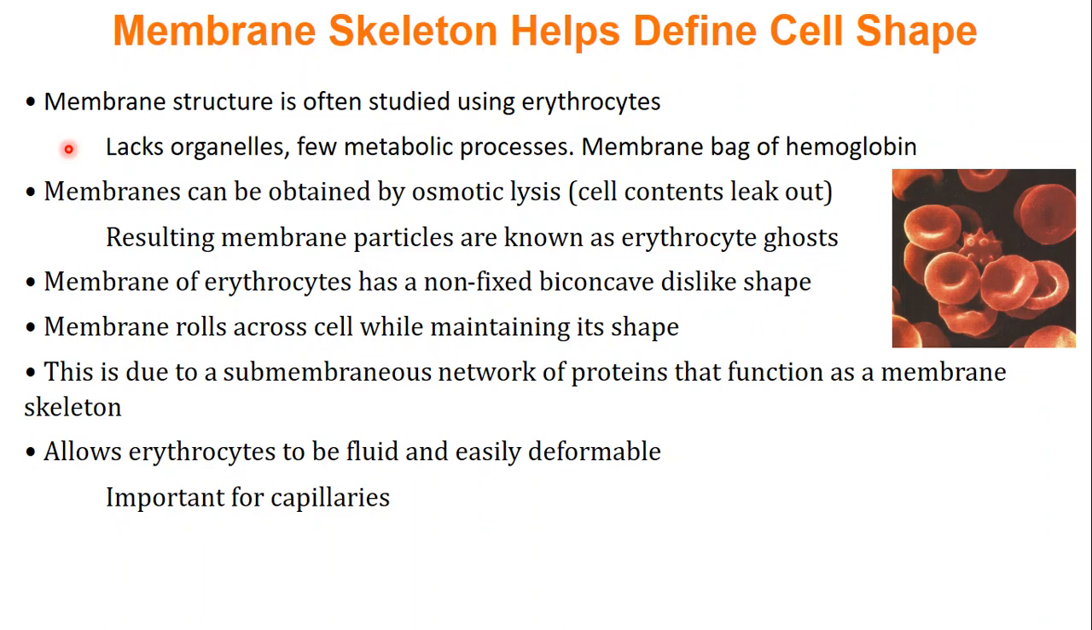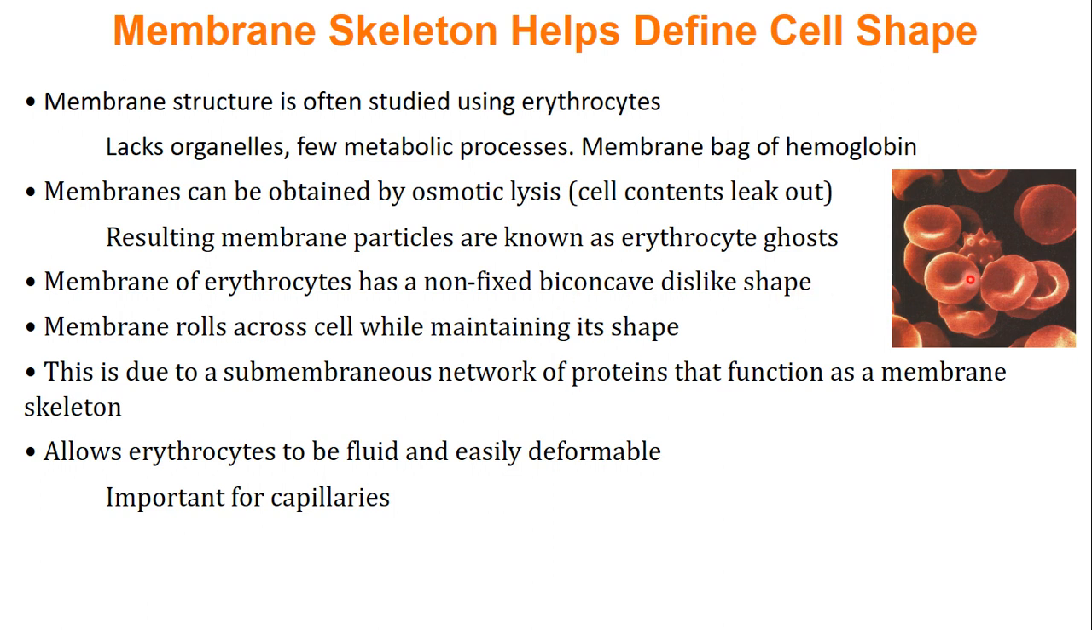In this video, we're going to look at the membrane skeleton. To study membrane structure, you usually use erythrocytes. Erythrocytes are cells that, like organelles, hardly do any metabolism. You can just think of it as a membrane bag that holds hemoglobin. To get just the membrane, you do osmotic lysis, which makes the cell contents leak out, and you're left with just the membrane, known as erythrocyte ghosts.